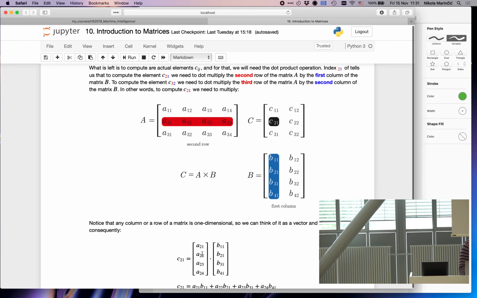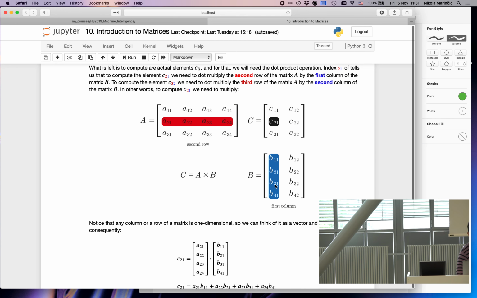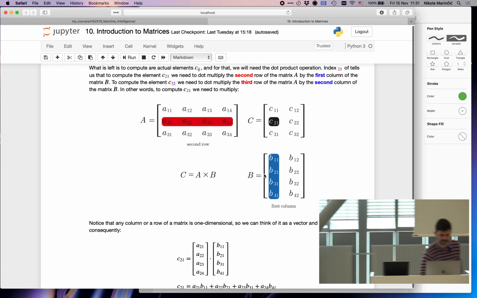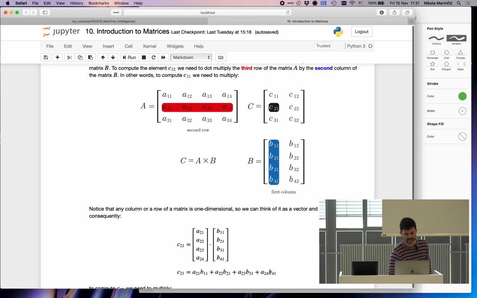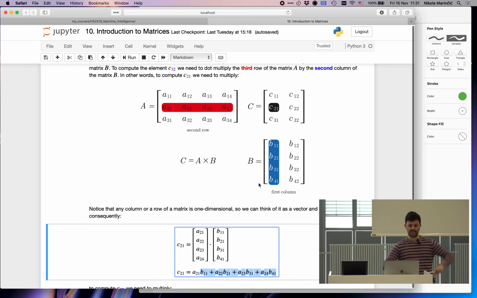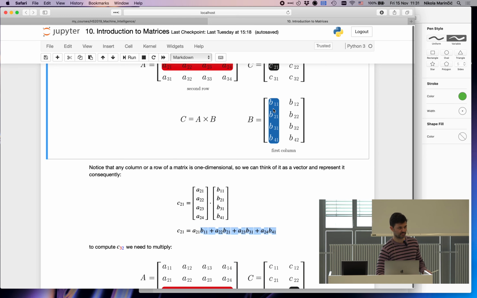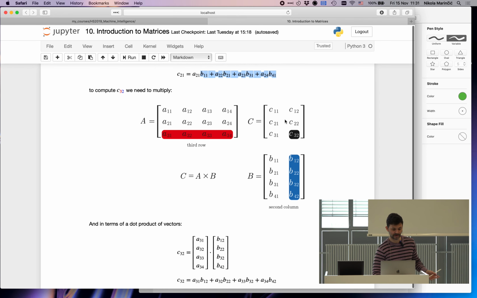Dot product simply means A21 times B11 plus A22 times B21 plus A23 times B31 plus A24 times B41. So these are these four operations. You add them together, you get a single number, and you put this single number here. Simple, no? It's just boring. I admit, it's very boring.